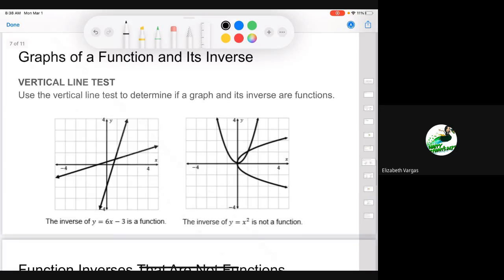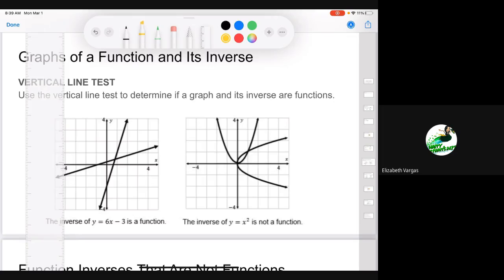Okay, so now that we have a graph, how can we determine if a function is inverse? Well, in order to determine if a function is inverse, we can use the vertical line test. We're going to use the vertical line test to determine if a graph and its inverse are functions.